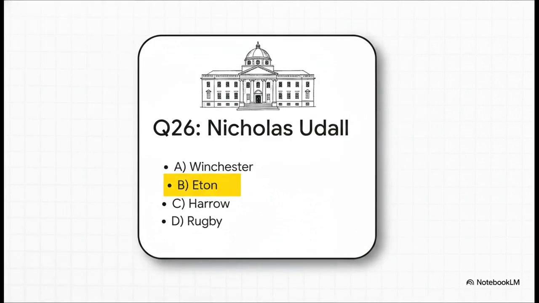And for question 26, Nicholas Udall, the author of Royster Doyster, was the headmaster of which school? A. Winchester, B. Eton, C. Harrow, or D. Rugby? The correct option is B. Eton. It's actually fascinating because you can link Udall's specific day job as an academic headmaster directly to his highly structured authorship of the very first English comedy. It was originally written for his students to perform.